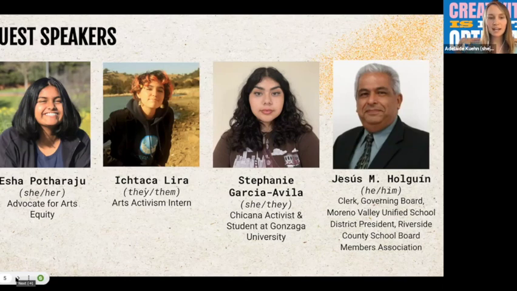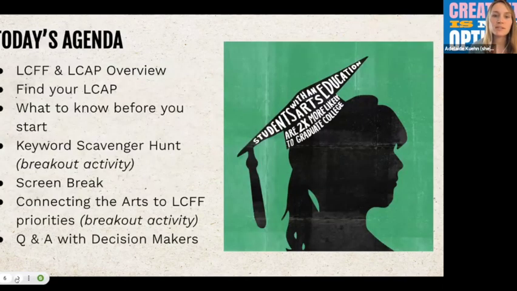Great. So quickly, I now want to run through our agenda. We're going to start with some level setting about LCFF and LCAP, make sure everyone knows what those abbreviations mean and why they're so important. Next, we will support everyone in locating their local control and accountability plan document. From there, we will move to some tips and tricks that will help you before you start reading your plan. In breakout groups, we will do a keyword scavenger hunt. Take a quick break, very important. We'll then complete another activity that helps connect the arts to the LCFF priorities. And we're going to leave a generous amount of time at the end for Q&A with key decision makers.